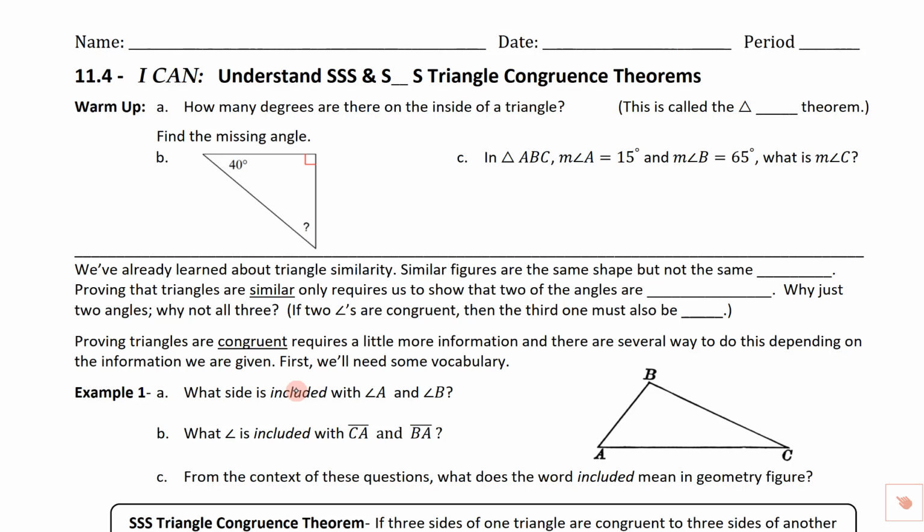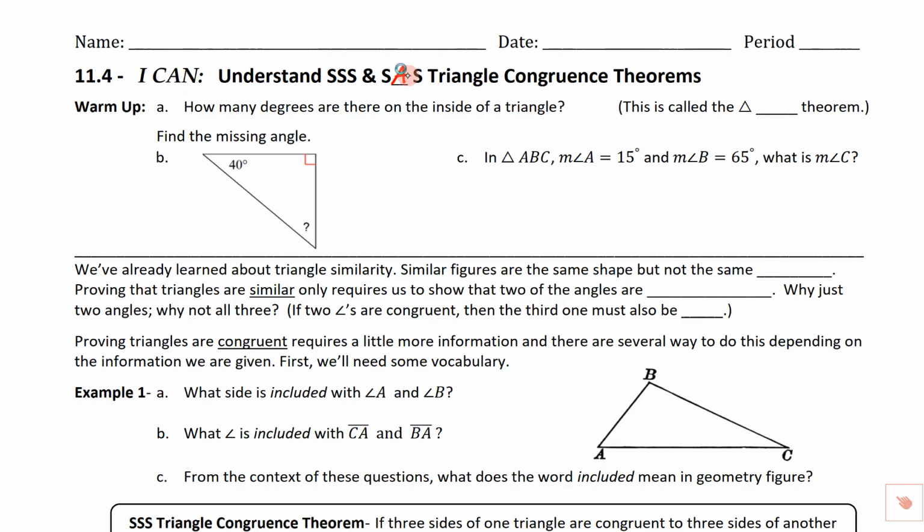All right, we're going to finish up Unit 11 by talking about some triangle congruence theorems. So the I can statement for 11.4 is: I can understand, and I'm going to say it this way, side, side, side, and side angle. So we're going to use an A for angle right here, side angle side congruence theorem. We're going to talk about two congruence theorems in this section and then two congruence theorems in the next section.